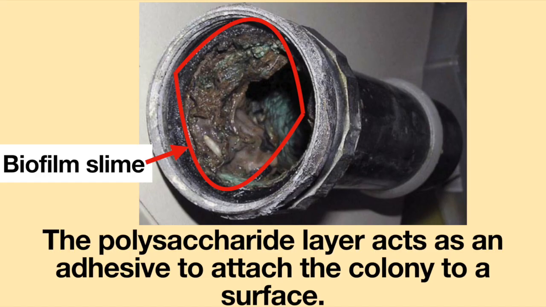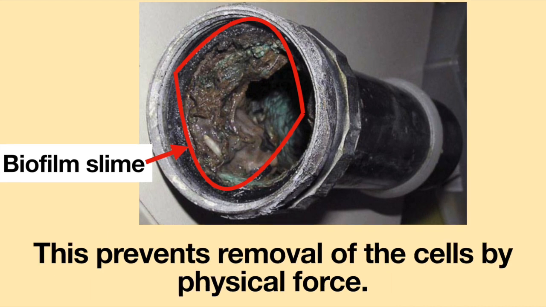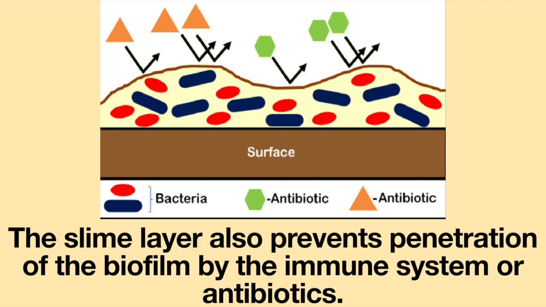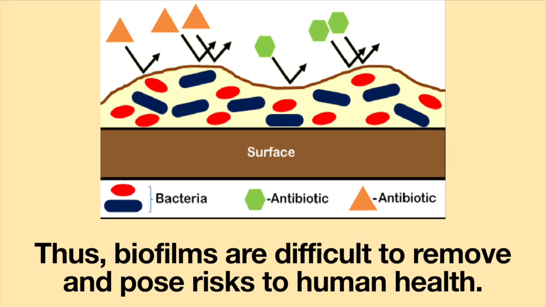The polysaccharide layer acts as an adhesive to attach the colony to a surface. This prevents removal of the cells by physical force. The slime layer also prevents penetration of the biofilm by the immune system or antibiotics. Thus, biofilms are difficult to remove and pose risk to human health.